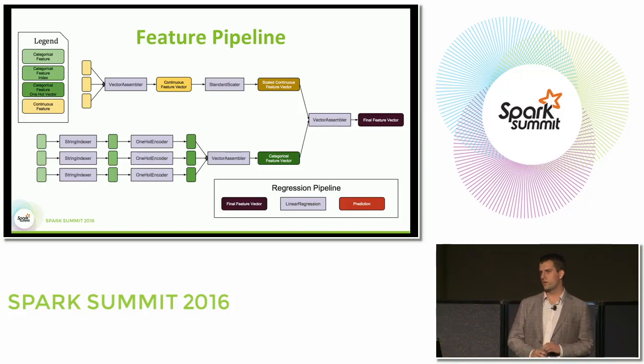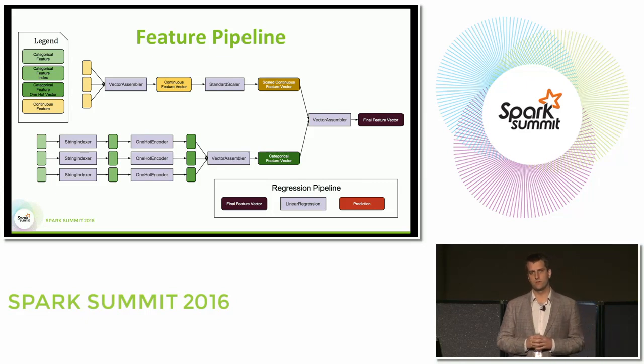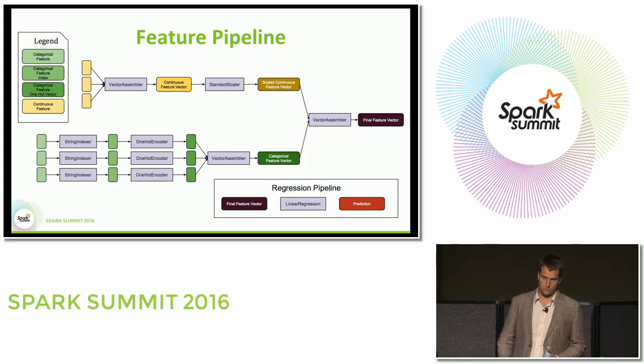This is sort of a proof of concept feature pipeline that we built out. And it's very simple. Essentially, we're taking a set of continuous features, putting them together into a feature vector, scaling them using a standard scaler, taking categorical features, running string indexing and one-hot encoding on them. And then we're putting those together into a categorical feature vector, combining it with the scaled features that we trained before, and then finally what we have is a final feature vector that we send into a linear regression or a random forest model or whatever we want to train with it.